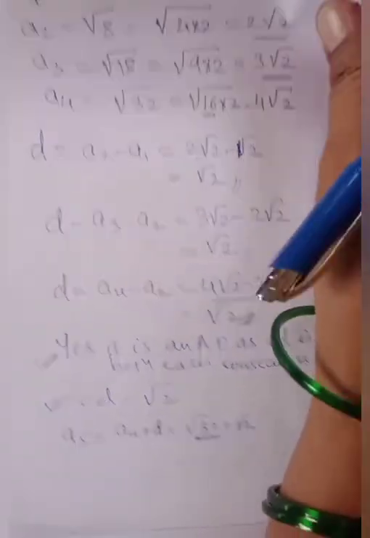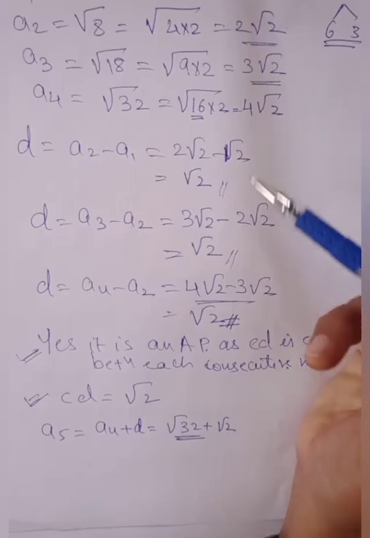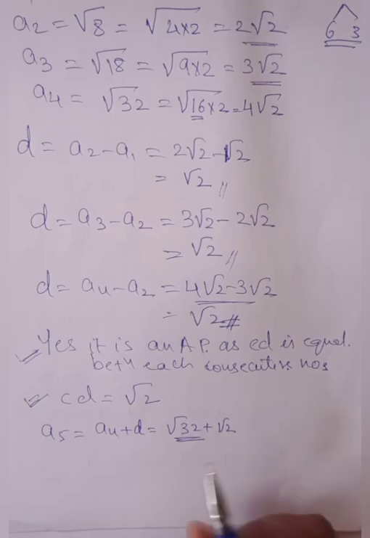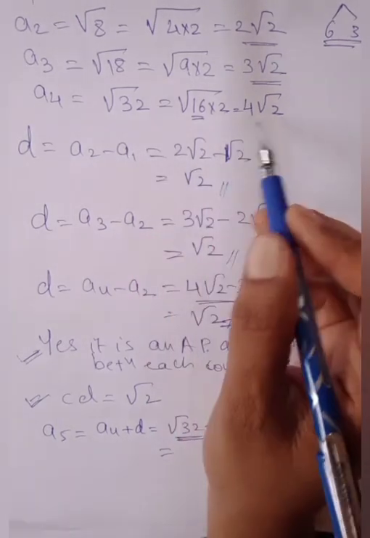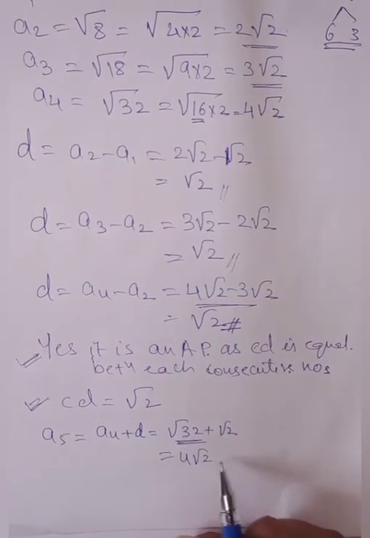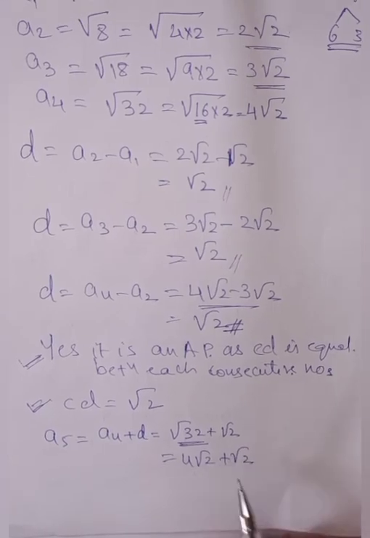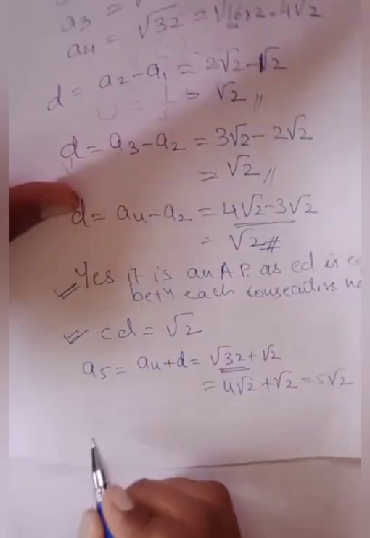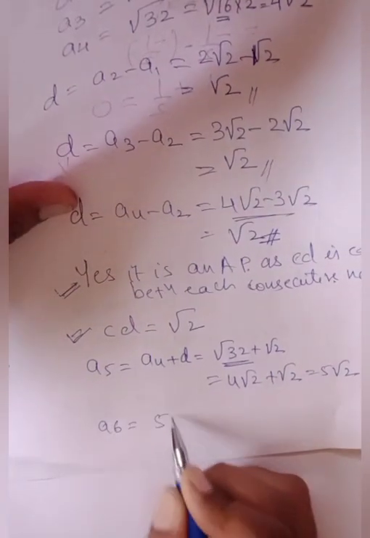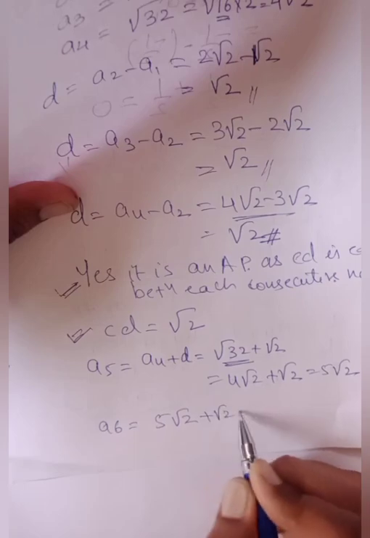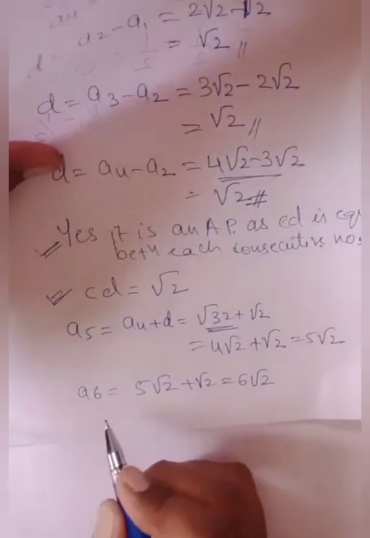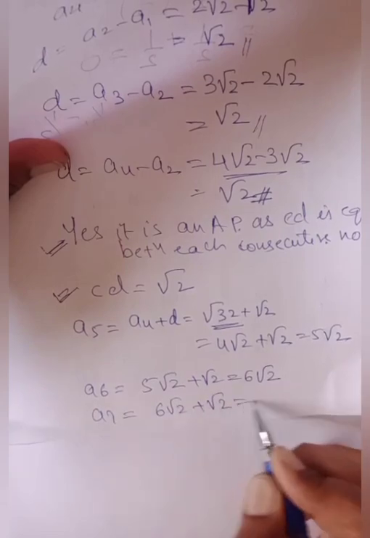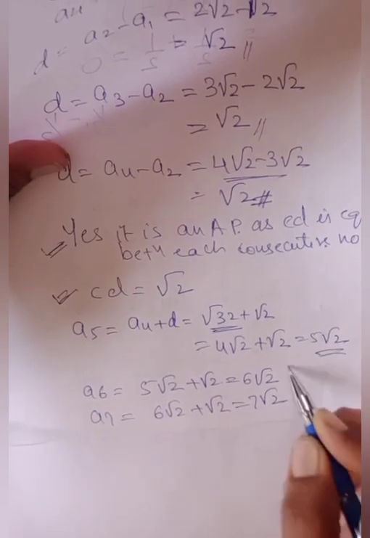So the way in which I have solved, if you do it like this, finding the common difference and writing the next 3 terms also becomes easy. Just now I explained here. It is 4 root 2 plus root 2. Very simple, which is 5 root 2. You can continue in the same way. For a6, this way, it is 6 root 2. Then a7 is equal to 6 root 2 plus root 2, which is 7 root 2. These are our next 3 terms.